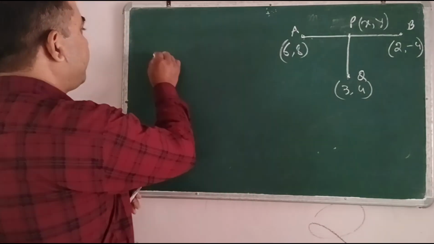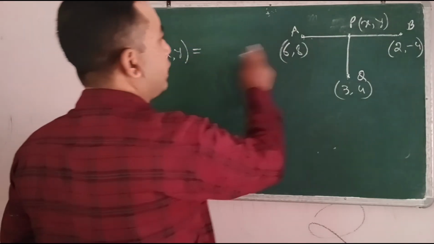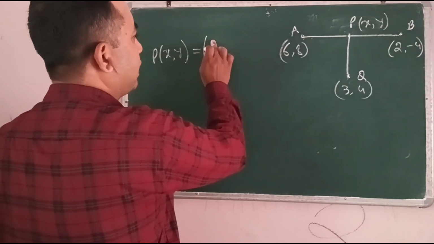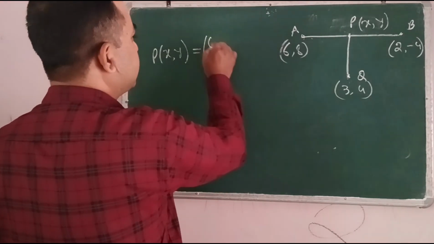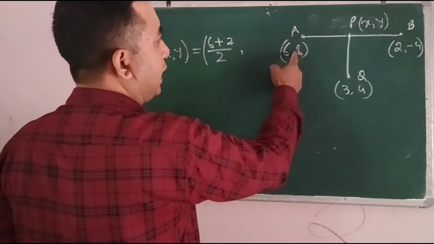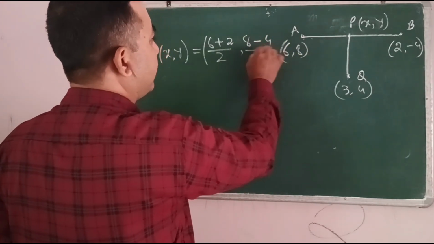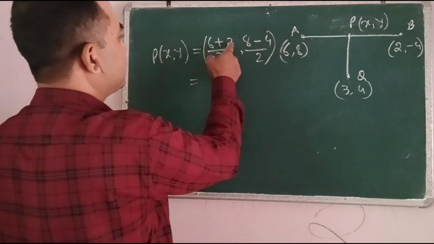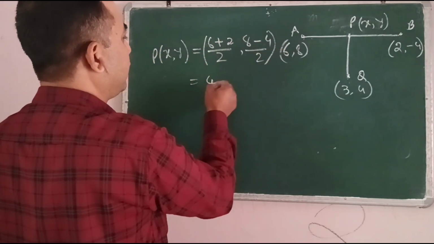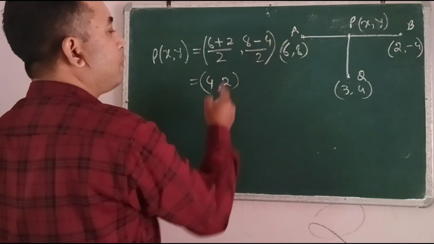So how do we find the midpoint? P(X, Y) will be equal to what? The midpoint is (x1 plus x2) by 2: x1 means 6 plus x2 means 2, by 2. And y: 8 plus minus 4, by 2. 6 plus 2 is 8, 8 by 2 is 4. And 8 minus 4 is 4, 4 by 2 is 2. The midpoint of these two is (4, 2).